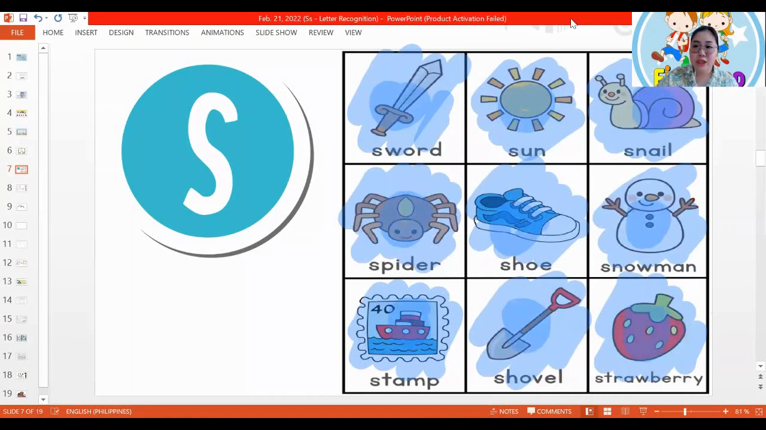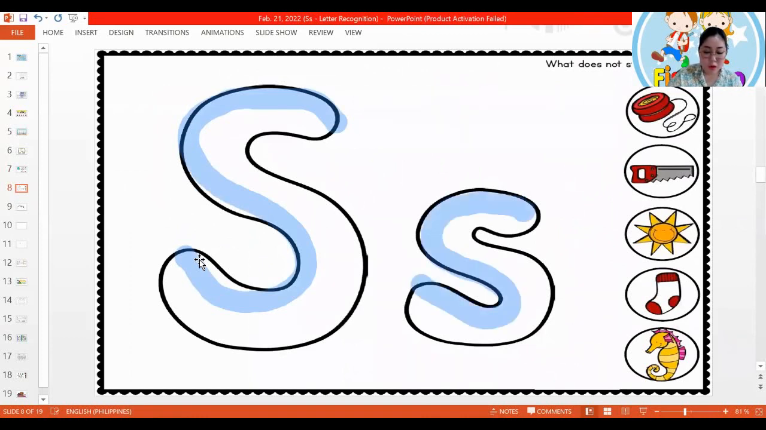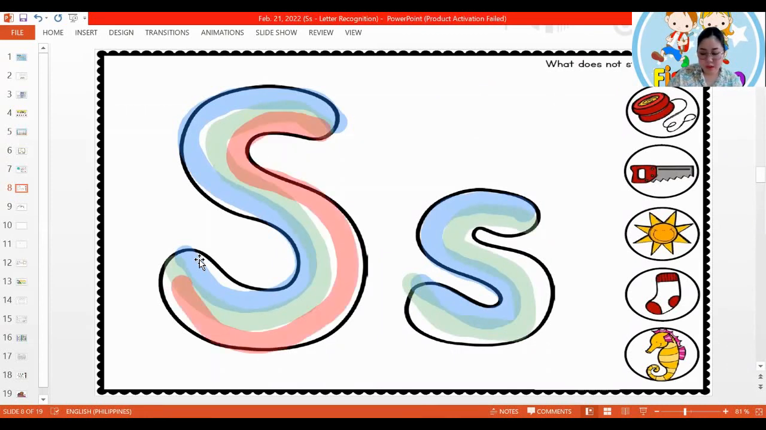Now it's time for us to get our Play-Doh mat, and let's make our letter S. So I will just be making a rainbow letter S using color green, and lastly color red. So what colors did you use to color your pictures? Ooh, that's very nice. So now let's go to the side and look at the pictures that we have here.